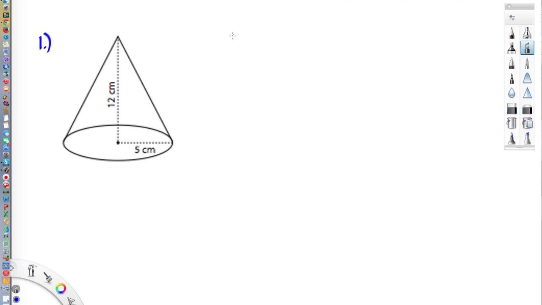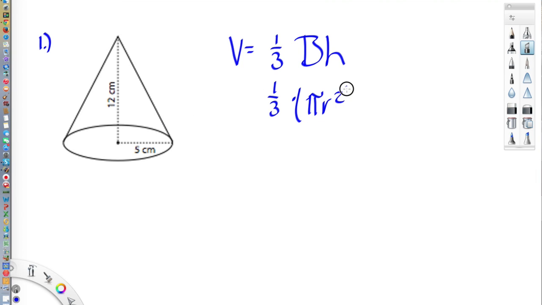Let's look at our practice problems. Number one, the volume is going to be equal to 1/3 times big B times H. Big B represents the area of our base shape, which is a circle. H represents the height of our cone. So we've got 1/3 times our base shape is a circle, so that's going to be pi r squared times H.